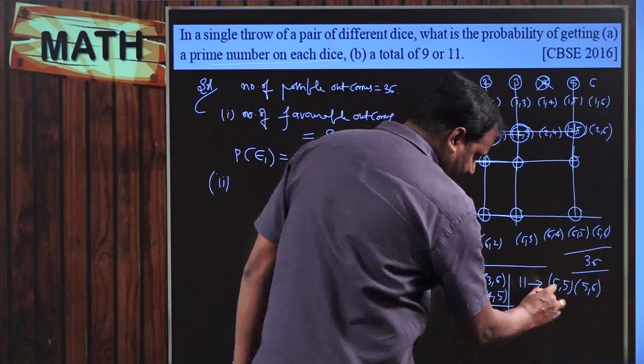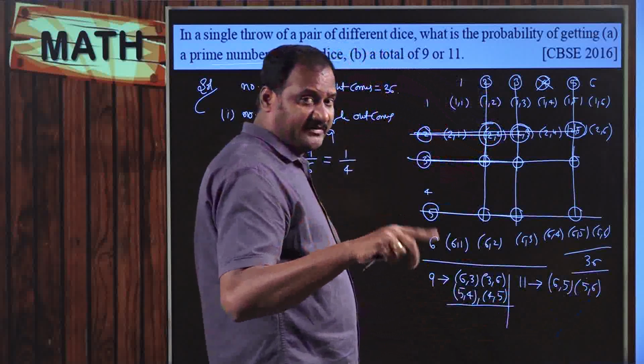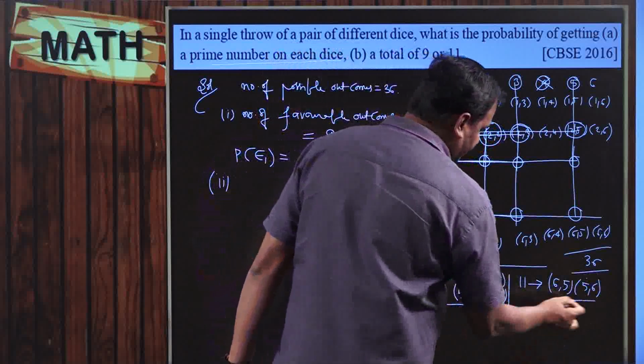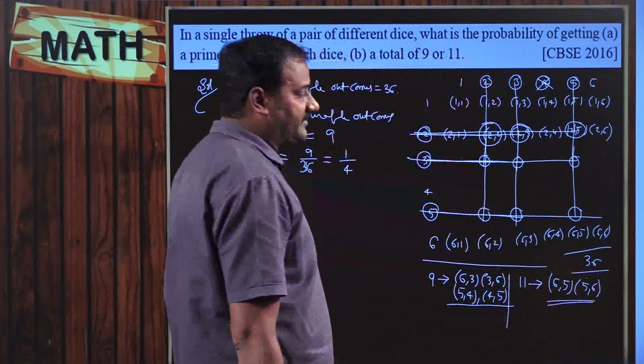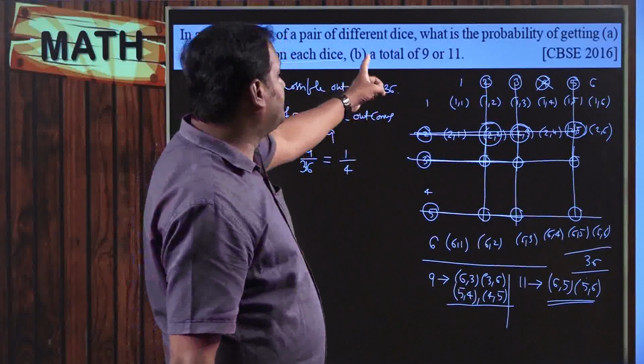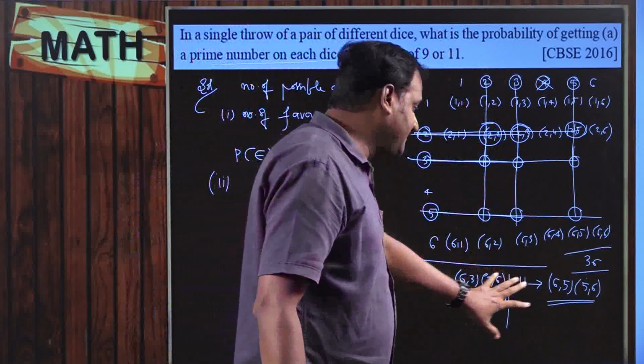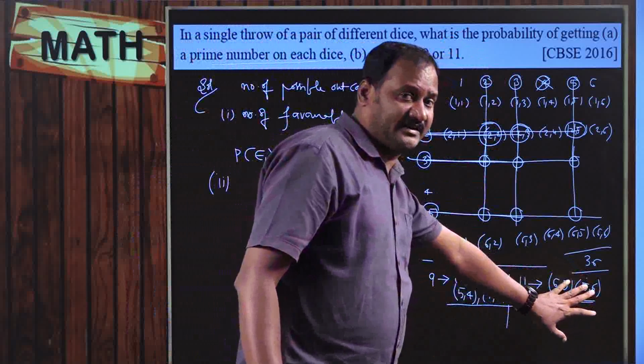And then with 5, of course 5 is already used. With 4, 4 comma 7 is equal to 11, so those numbers will not come. Therefore 6 comma 5 and 5 comma 6 satisfy the given condition. But what is the problem? A total of 9 or 11. 9 or 11 means these outcomes will come, as well as these outcomes will also come under consideration.